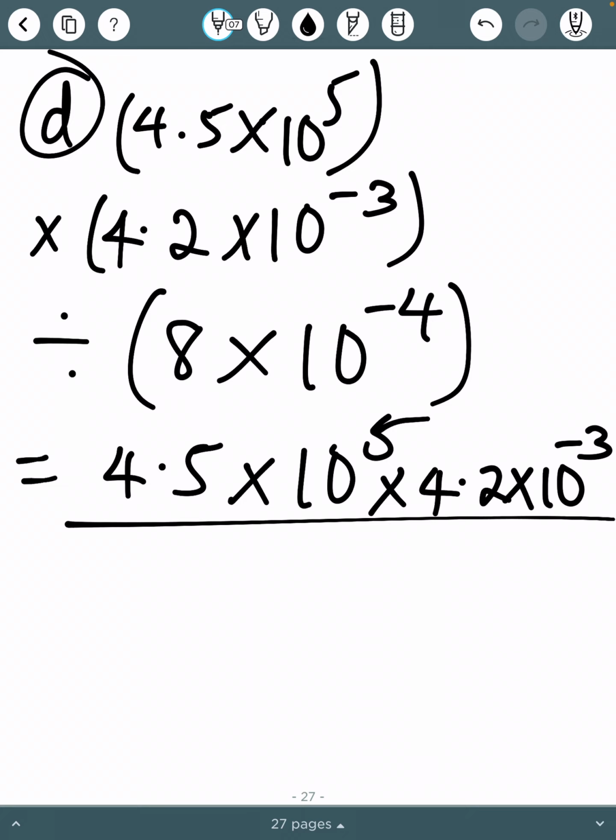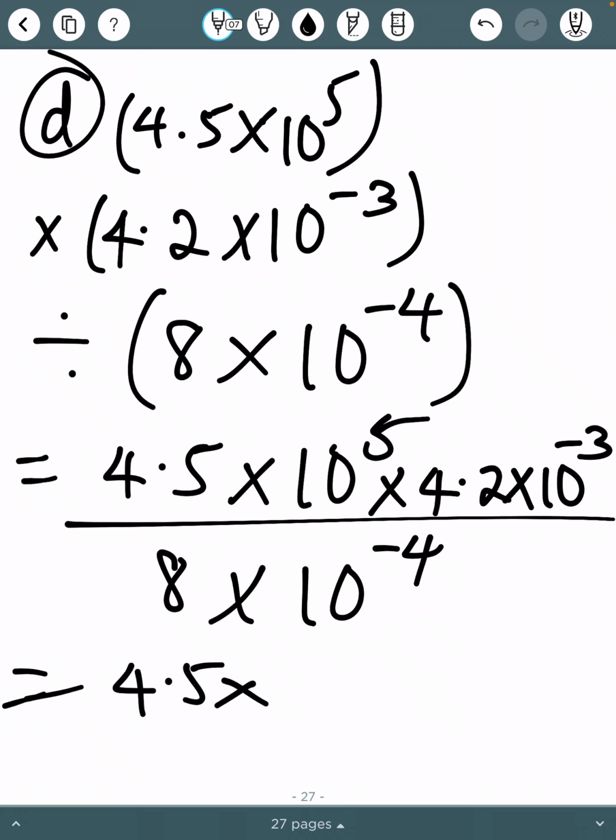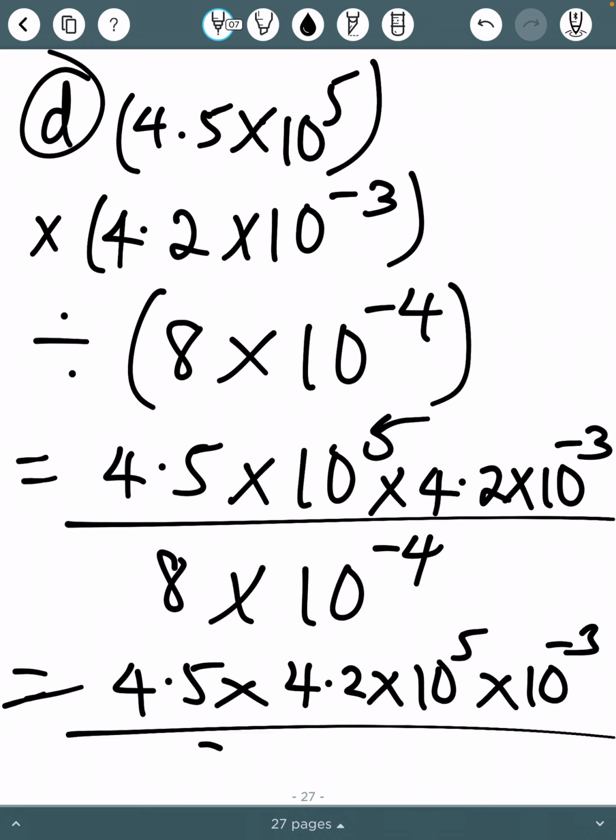Division means over, so I can use over for this. Then I'll write 8 times 10 raised to power minus 4. Press your calculator, please. Let me put this together. 4.5 times 4.2 times 10 raised to power 5 times 10 raised to power minus 3, over 8 times 10 raised to power minus 4.